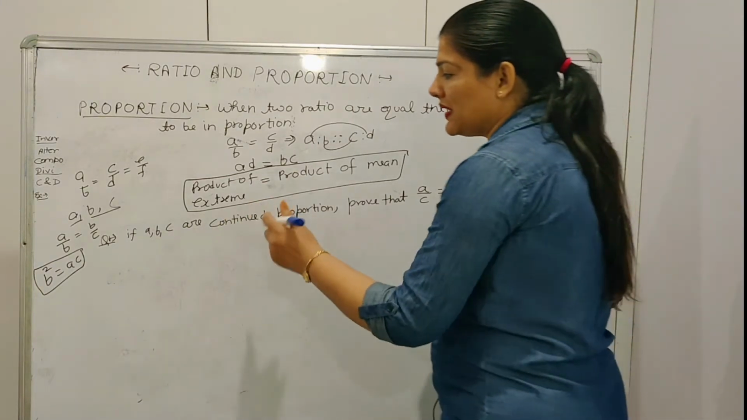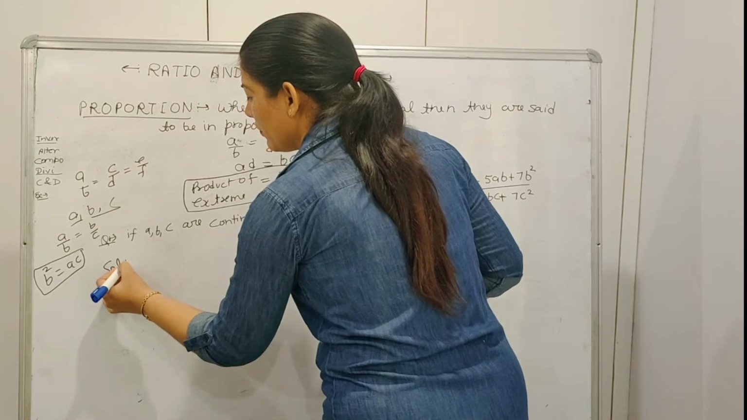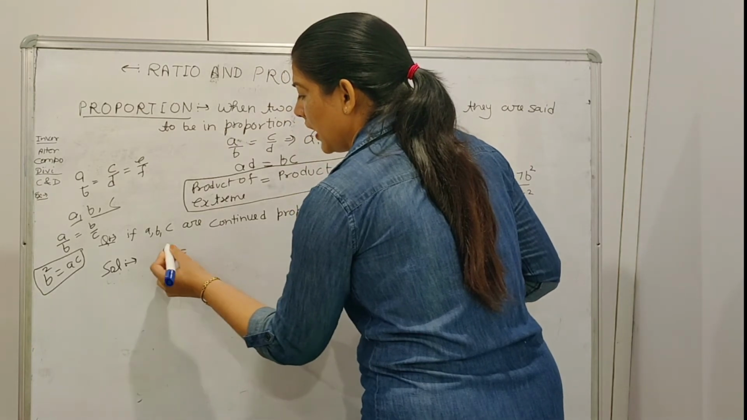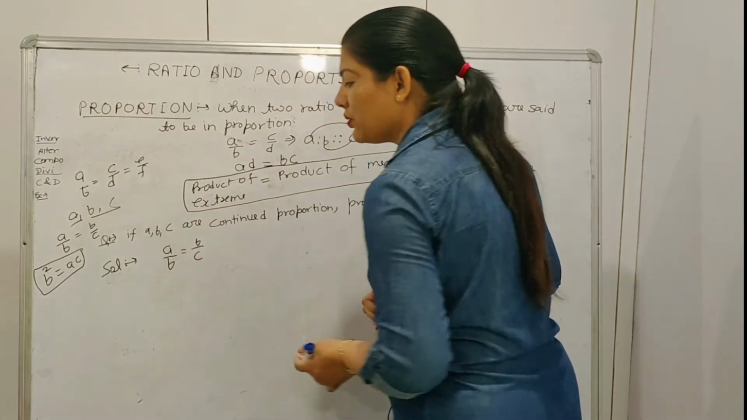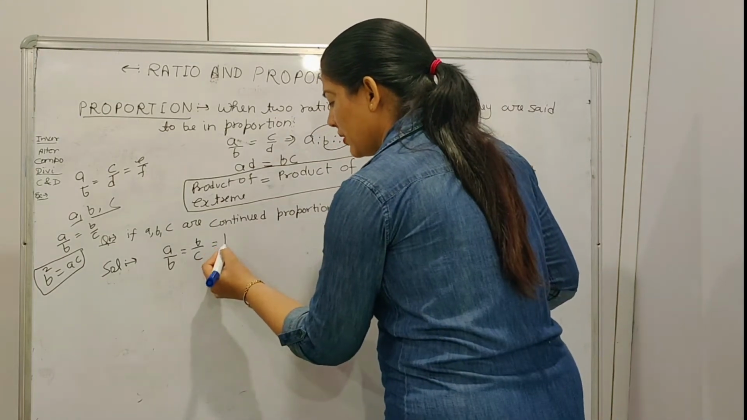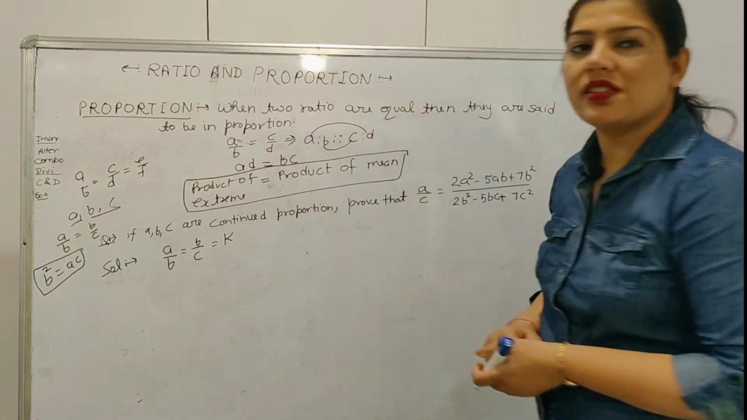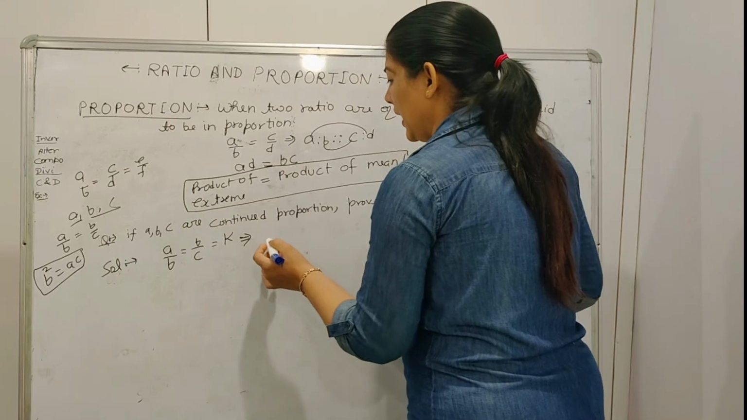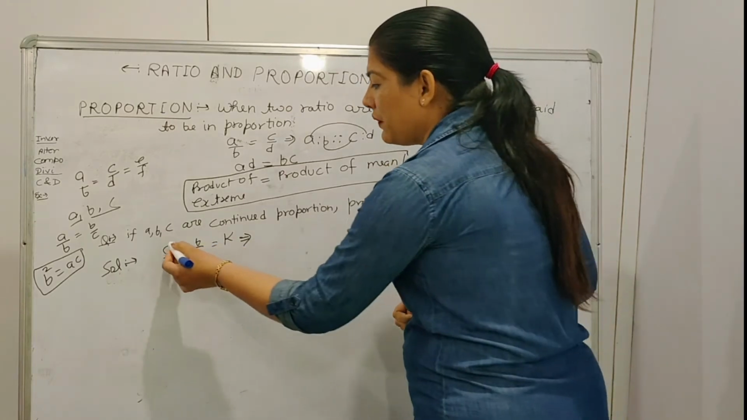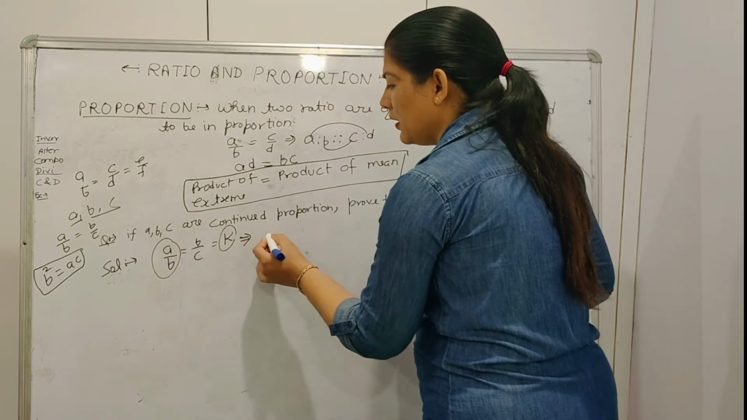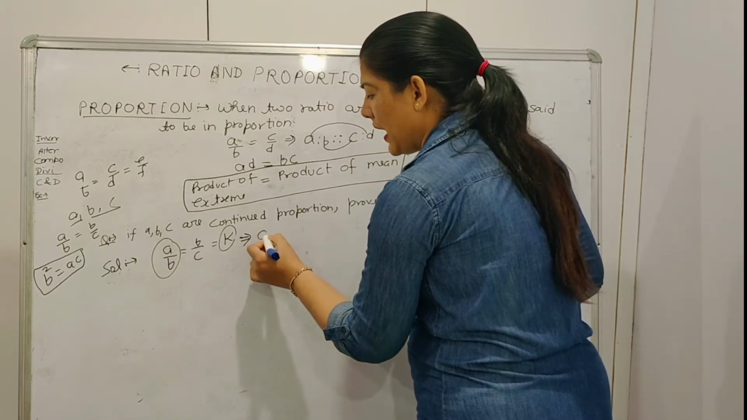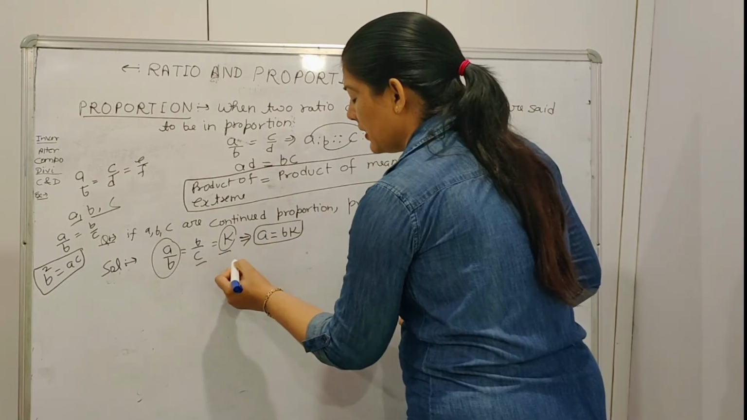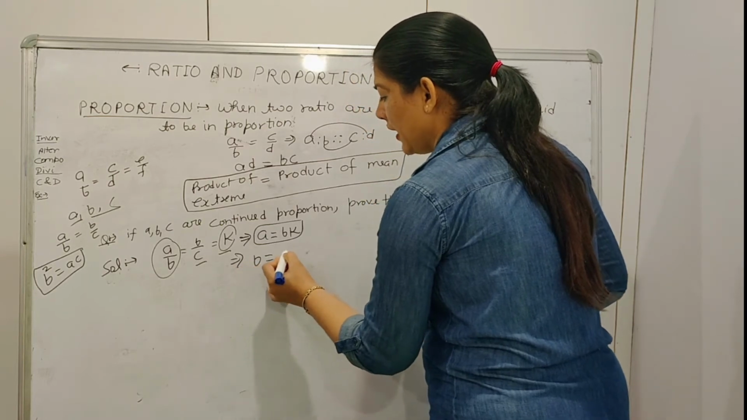So since A, B, C are in continued proportion, we can consider A is to B equals B is to C, and suppose these two ratios equal a constant K, so we can find the values of A and B in terms of C here. If you take this and this equal, then we have A equals BK. And if we take this and this equal, then we have B equals CK.